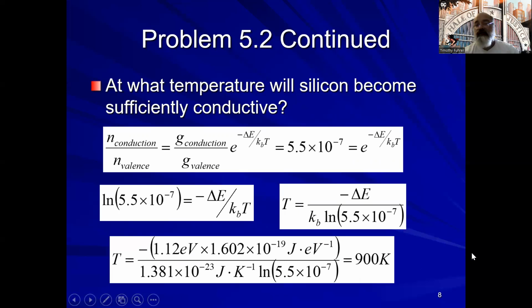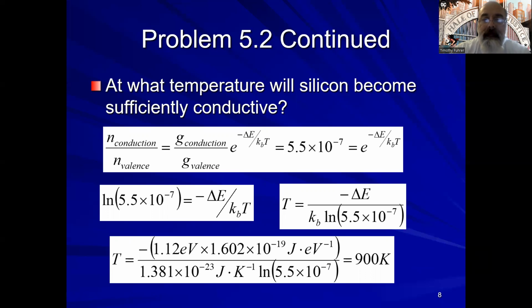So we get 900 Kelvin as the temperature at which silicon starts to conduct electricity in a similar way to the way that sodium and other metals do. So that's a bit warmer than we like.